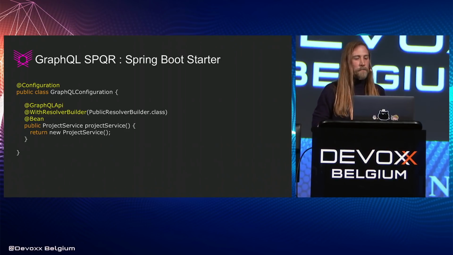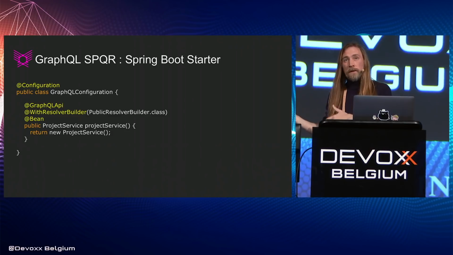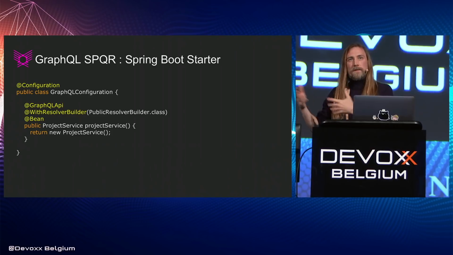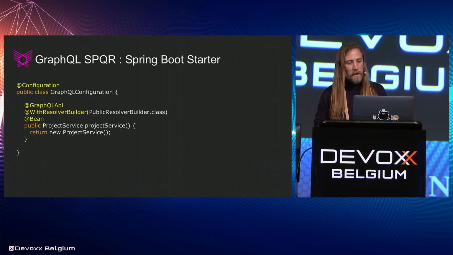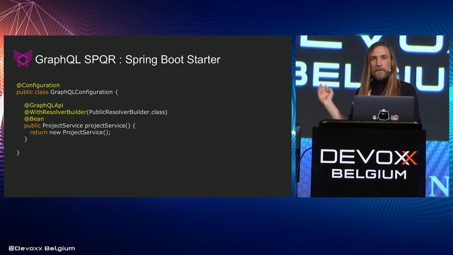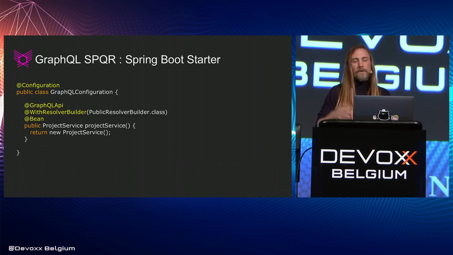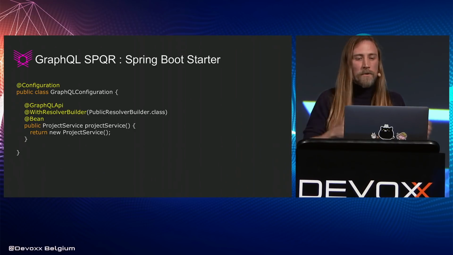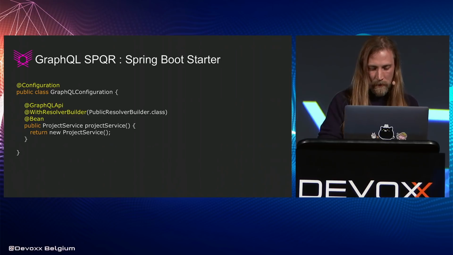The logic for this is in a class called Resolver Builder. Resolver Builder chooses what gets exposed as a resolver function. So here I'm customizing it. I'm saying for this project service, I'd like to use the public Resolver Builder, which just exposes all public methods. You could, of course, have a custom one that exposes only certain methods based on some custom annotation that you have, or on a naming scheme or whatever. So you would do something like that.